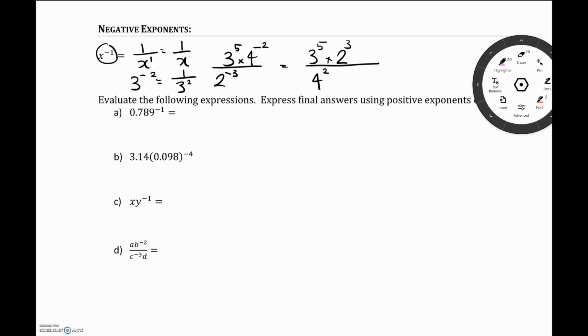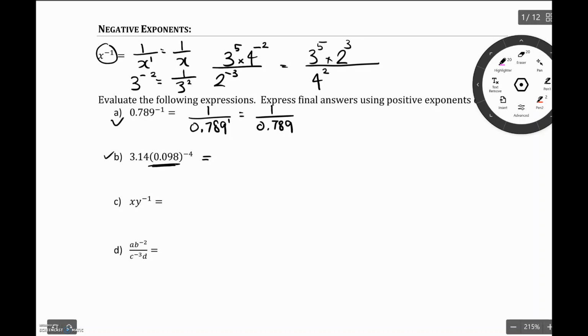With that in mind, this first problem, I'm just going to write it with positive exponents only. I won't evaluate. It's going to become 1 over 0.789 to the exponent 1, which is the same as 1 over 0.789. Okay, for this one, the negative 4 applies only to the 0.098.